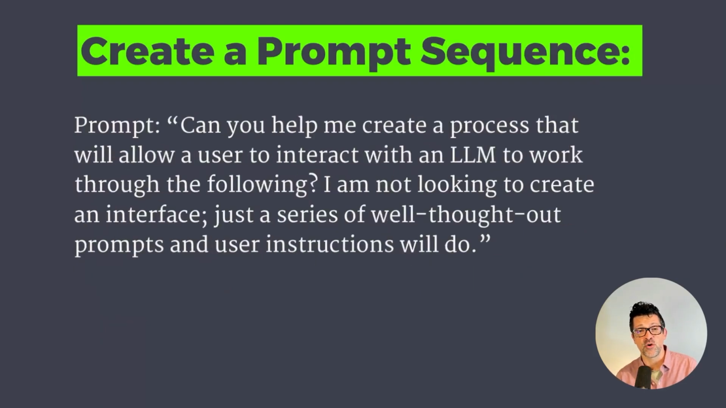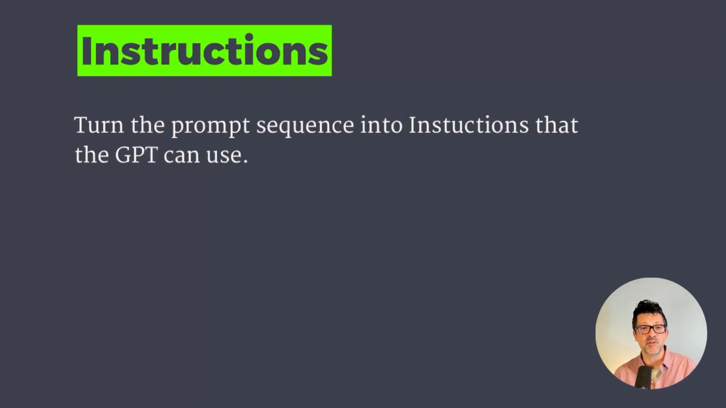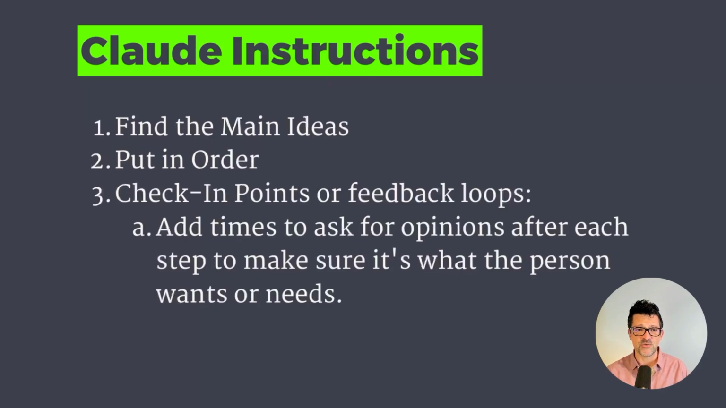Here's another one for creating the prompt sequence out of the step-by-step process you've created, and then building those into instructions. So turning the prompt sequence into a set of instructions that the GPT can use. Basically, you want to find the main ideas, you want to make sure that they're in the right order, and then most importantly, you want to put in these check-in points or feedback loops where the AI can say, hey, are we going along in the right direction here?